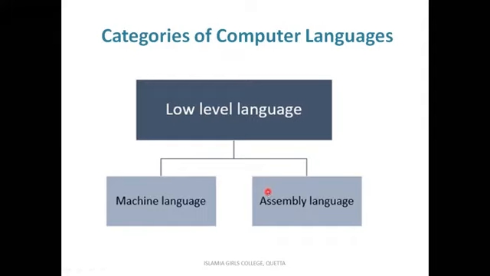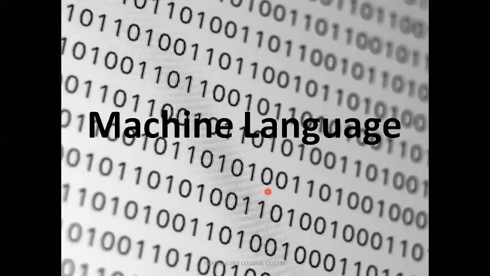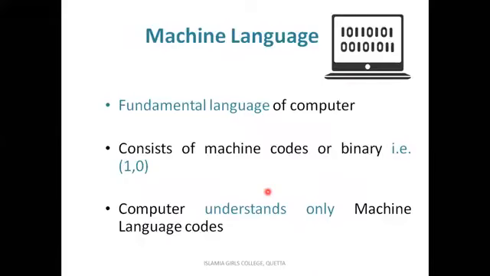So there are two types of low-level language, and we will start with the machine language. The machine language is the fundamental language of the computer. This means that the computer's basic language is machine language. Computer is an electronic device, a digital computer, and it understands only ones and zeros. So it consists of machine codes, binary, 1 and 0, and it understands only the machine language codes.